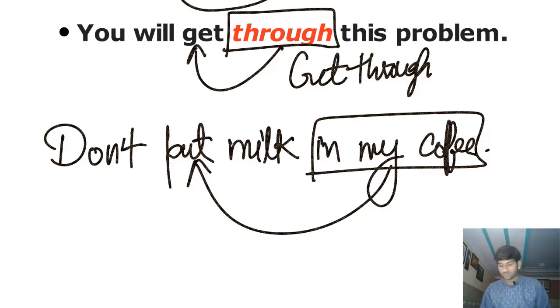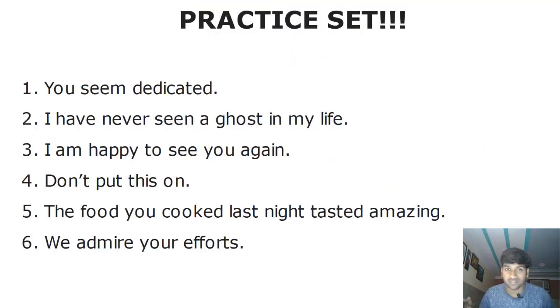So we've understood what a complement is. We've understood different types of complements in English: the subject complement, the verb complement, object complement, adjective complement, adverbial complement, what they look like, how to identify them, and what they do in a sentence. I hope you've understood everything about them.